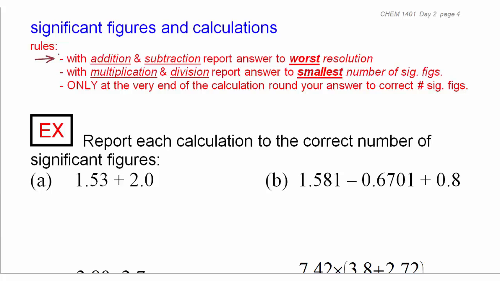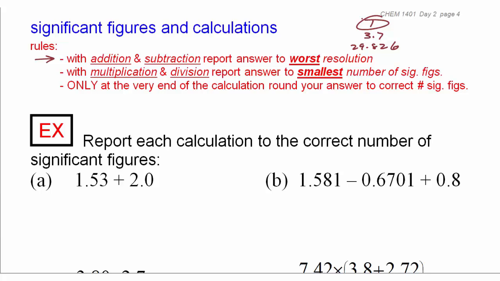If you're adding and subtracting, you always report your answer to the worst resolution. For example, if you're adding and subtracting all these numbers, 1, 3.7, 29.8236, whatever. The point is, which one has the worst resolution? This one does. Report your answer to the ones place. So that's not so bad.